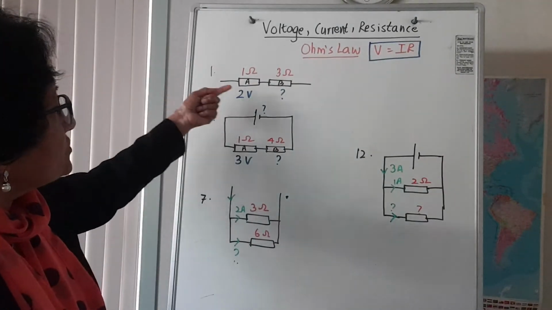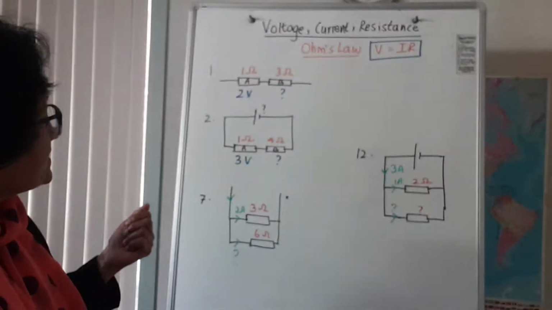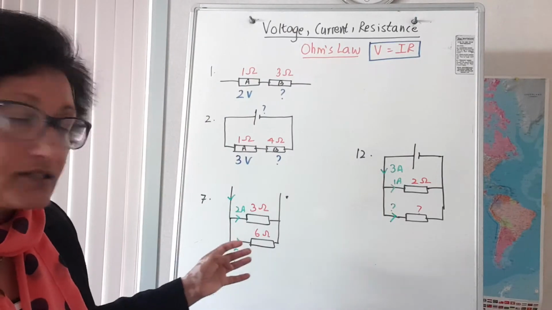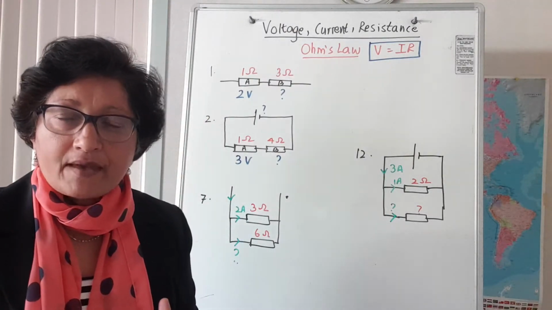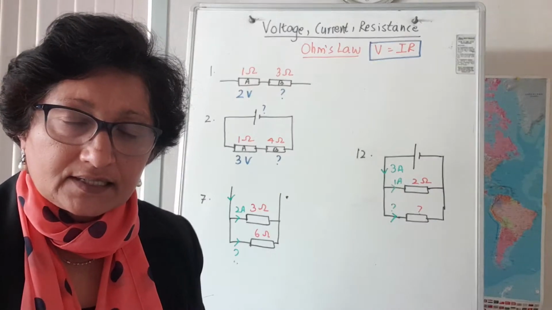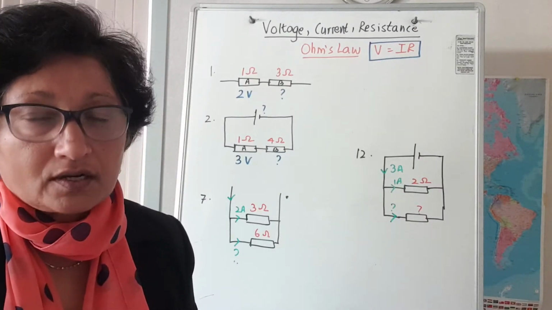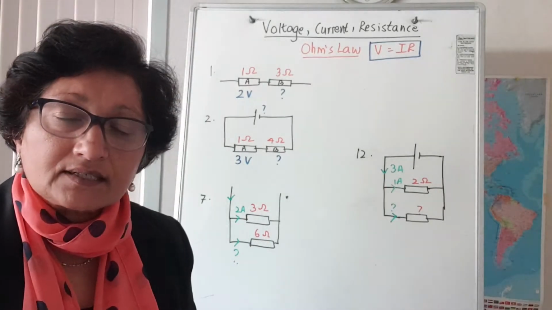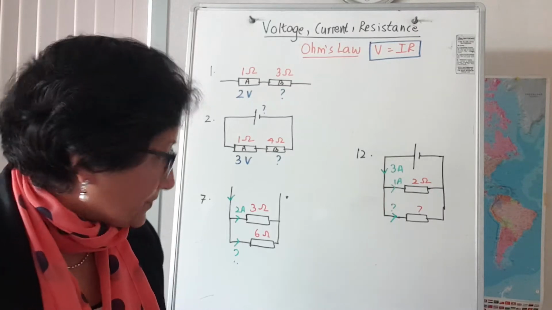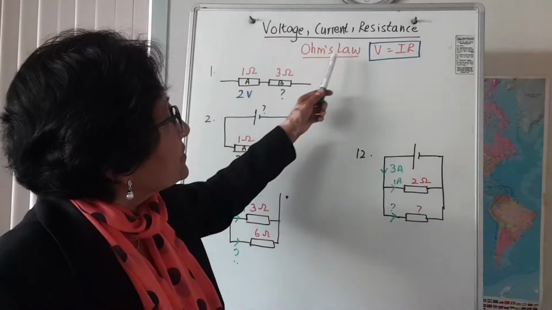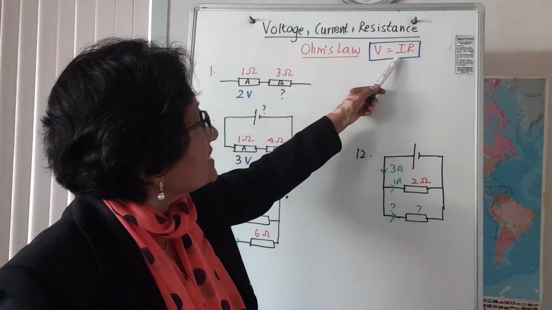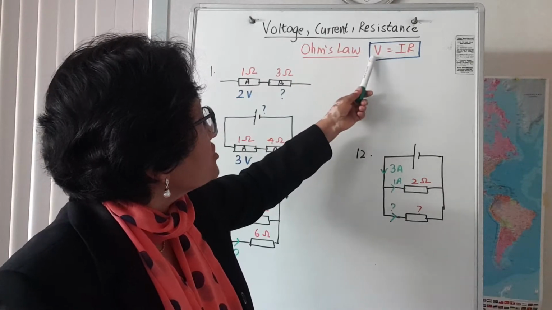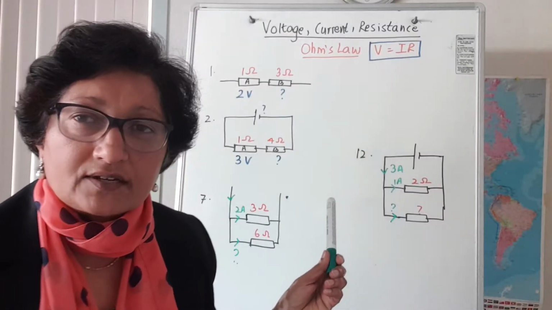So the first one's got two resistors A and B. The resistances are all in red, the voltages I put in blue, and the current I put in green. Now, the thing that we have to remember is higher the resistance, greater the voltage across that resistor. Okay? And also, higher the resistance, smaller the current. So it's all to do with Ohm's law. So if voltage is the same, if current decreases, then resistance increases. Okay? If current remains the same, if voltage increases, resistance will also increase.